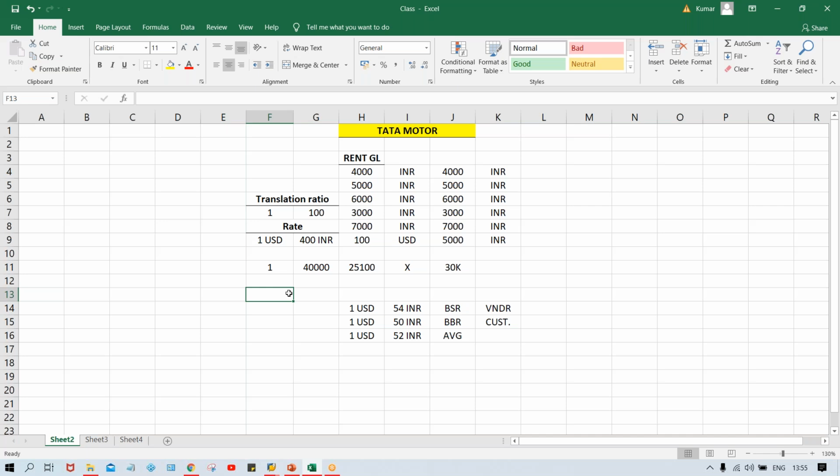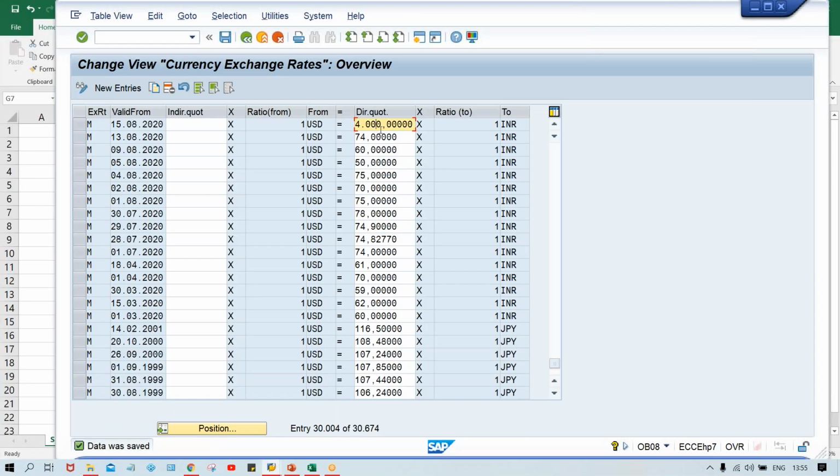So till 1,000, what is happening in the exchange rate table? We are going to specify 1,000, and in the translation ratio, what will happen? We are going to specify 1:10. So while posting the transactions, what will happen? The system is going to multiply this value with the translation ratio, and then the exact amount is going to be calculated by the system. I'll show you here. Here I have given 4,000. Let's suppose we save it and go to translation ratio, OBBS.